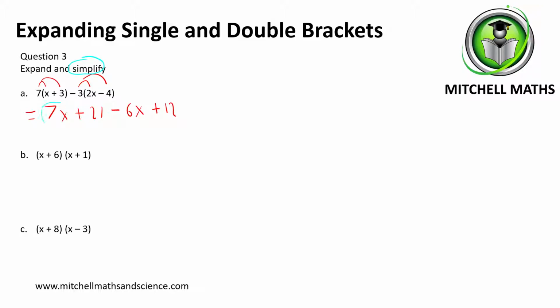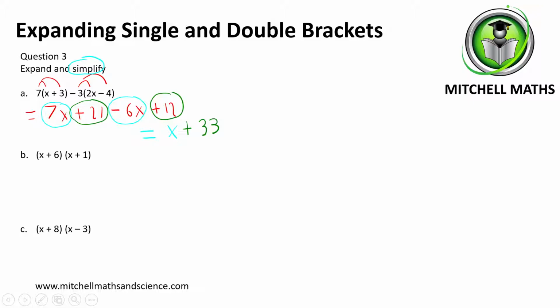So I can see that 7x and minus 6x are both x. So therefore 7x take away 6x would just leave me with a single x. I've also got numbers, plus 21 and plus 12. Well, 21 plus 12 is plus 33. So my answer is x plus 33 after I've simplified it. So remember to expand, but also make sure you simplify.